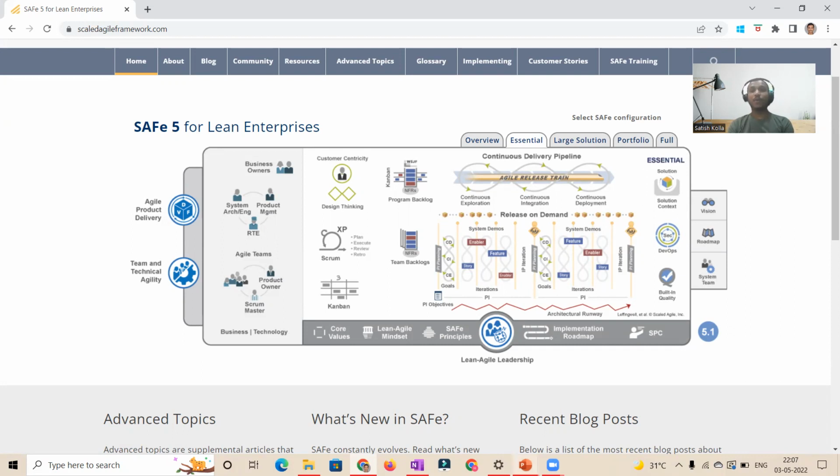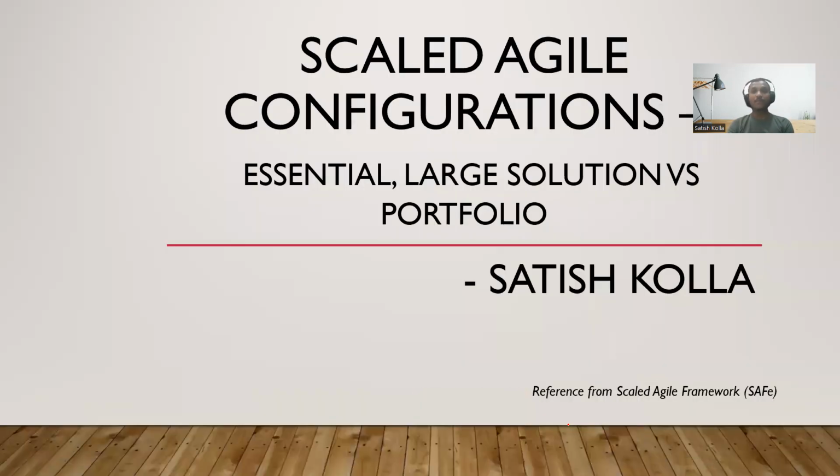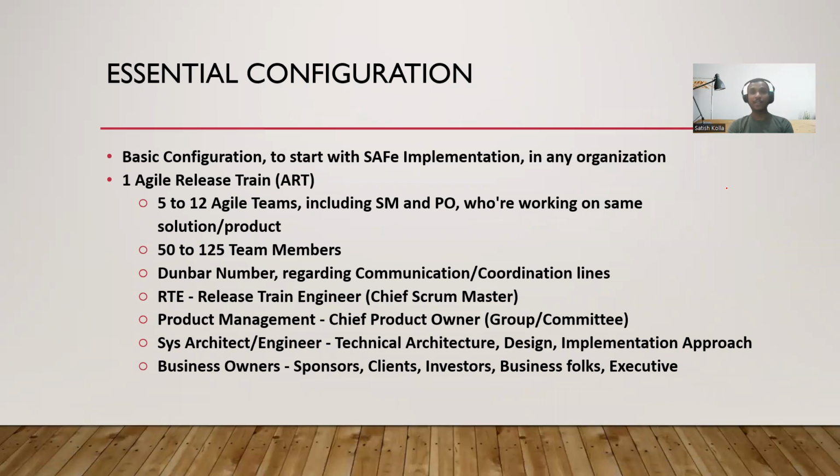Now, if we take a look at the concepts, the essential configuration is a basic configuration to start with agile implementation in any organization, irrespective of whether it is a startup, a large-scale company, a multinational company, or a company which has multiple solutions and multiple implementations. Essential is a basic, recommended configuration for any organization to start implementing the Scaled Agile Framework.